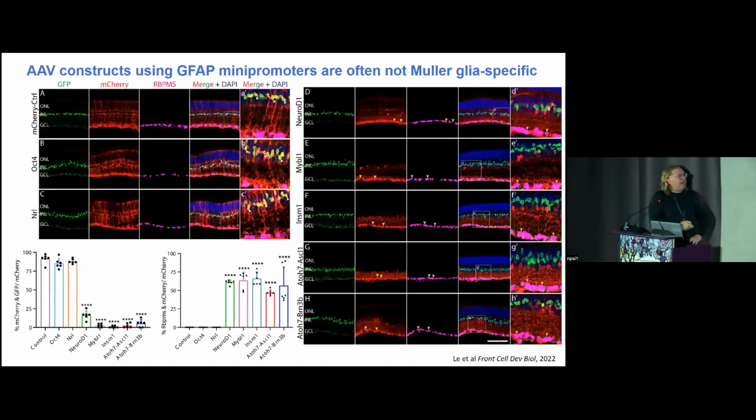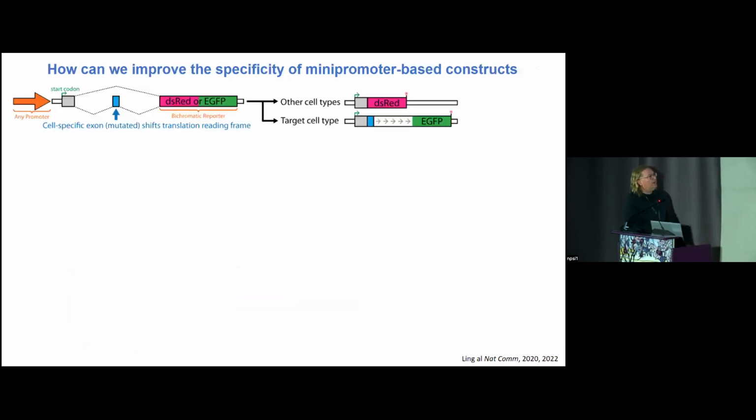What we see is that the control vectors work fine, and so do a few of the other factors that we tested, notably OCT4. But basically every other factor shut off in glia and then switched on in intraretinal neurons, bipolars and amacrines. So if we'd been doing this without a lineage analysis, we would have concluded that we were converting glia to neurons. And in fact, we were doing nothing of the sort. So this seems to be a problem intrinsic to the mini promoter.